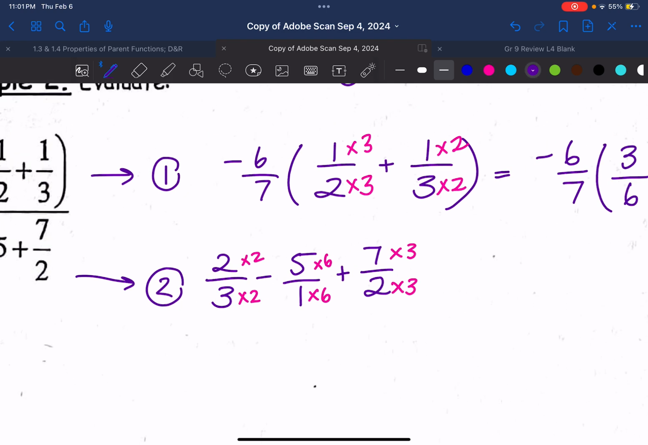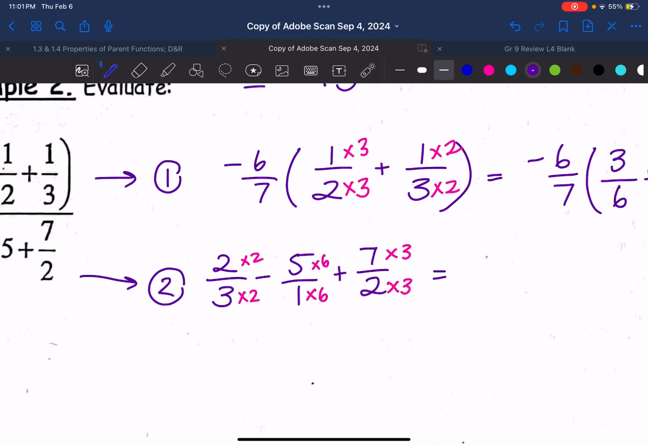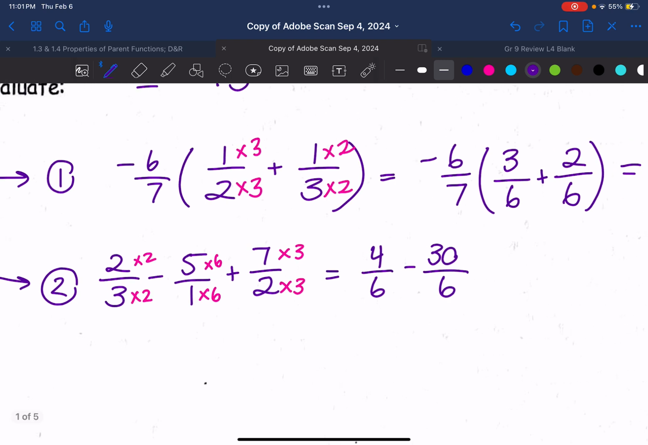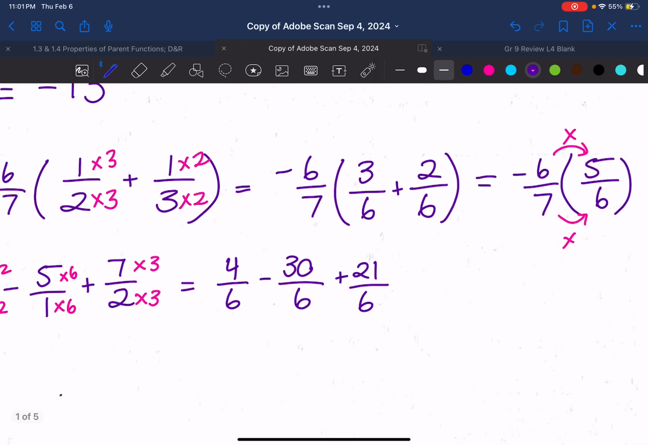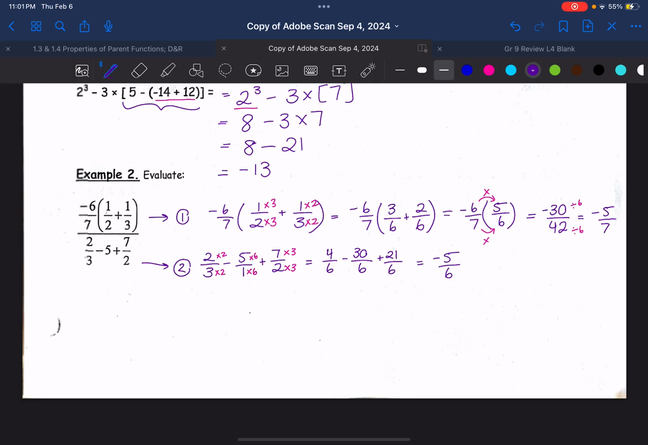And you'll see this will all make it the same bottom. So, okay, 2 times 2, that's going to be 4 over 6 minus 5 times 6, which is going to be 30 over 6. And then 7 times 3, that's going to be 21 over 6. Again, all the bottoms are the same, so now I can just combine the numerators together. You can let your calculator do the heavy lifting, but you will see that we end up simplifying to negative 5 over 6.